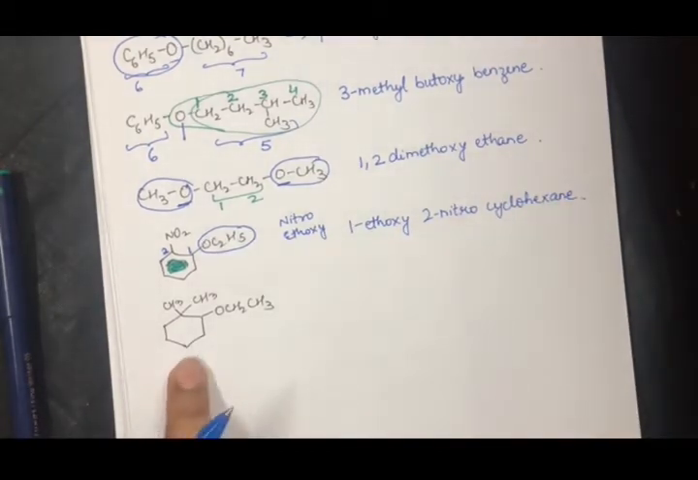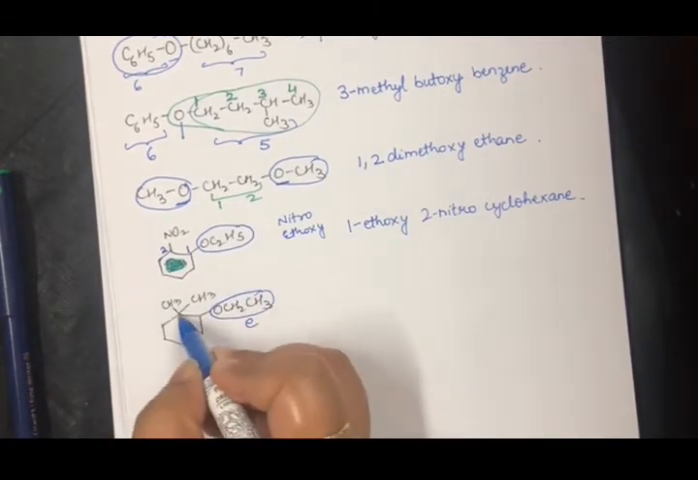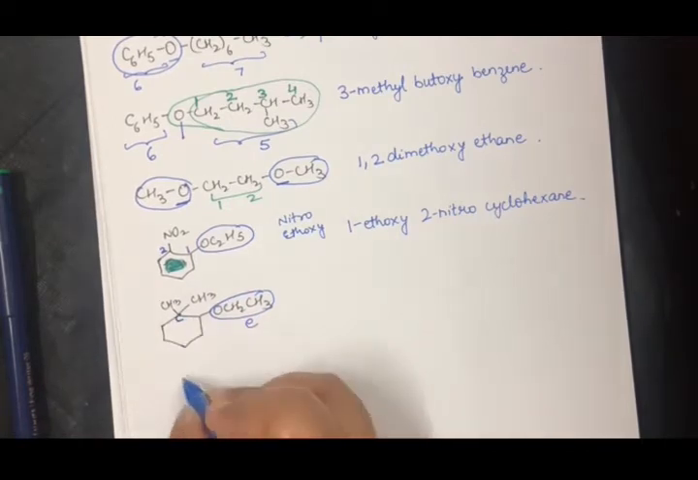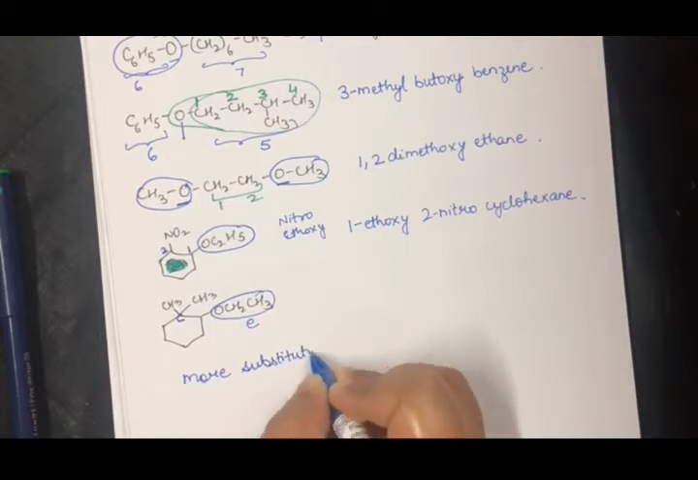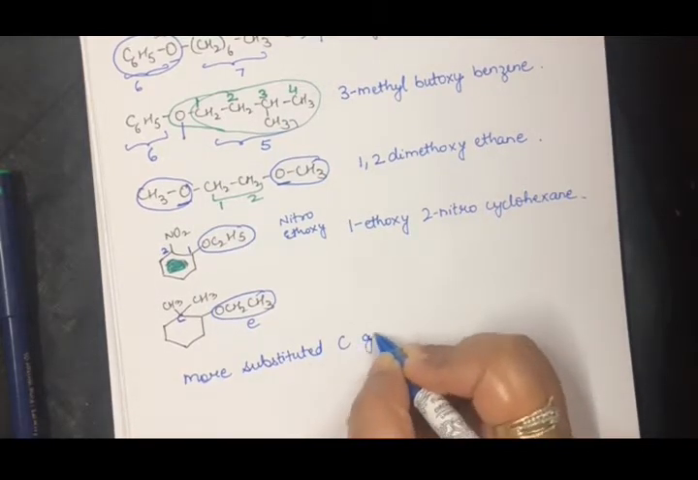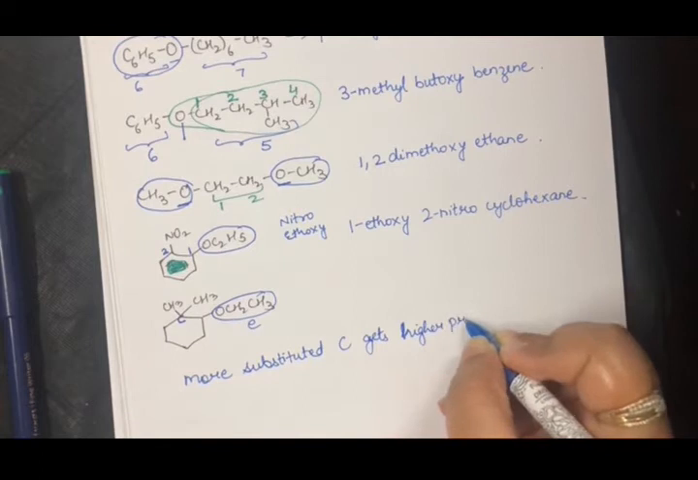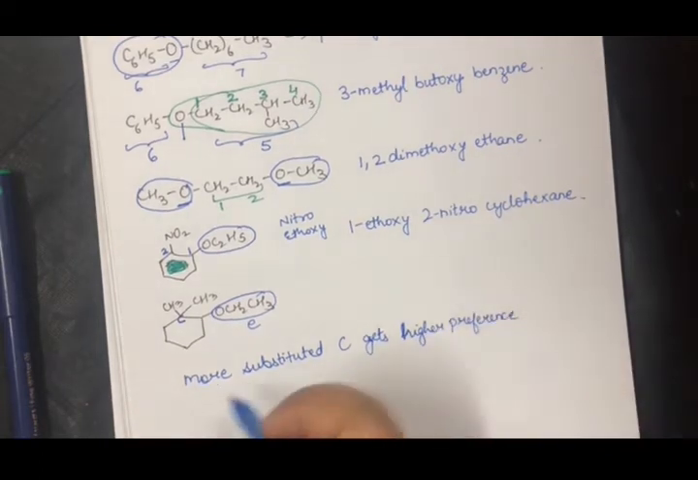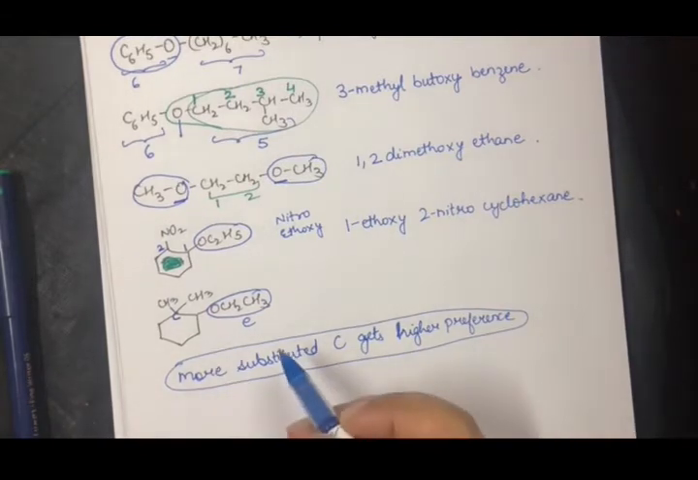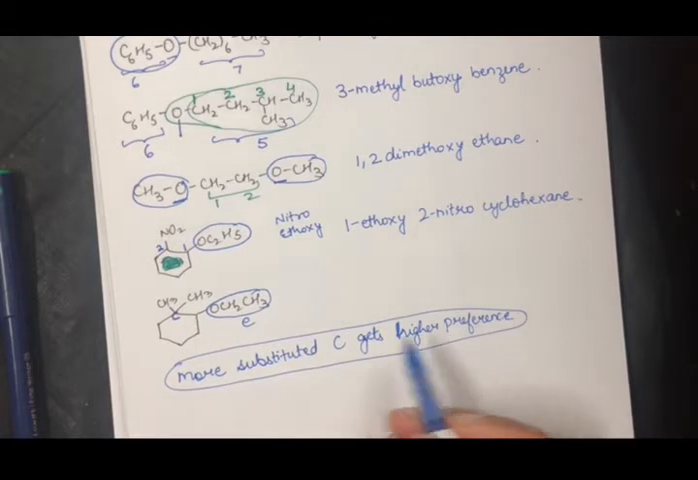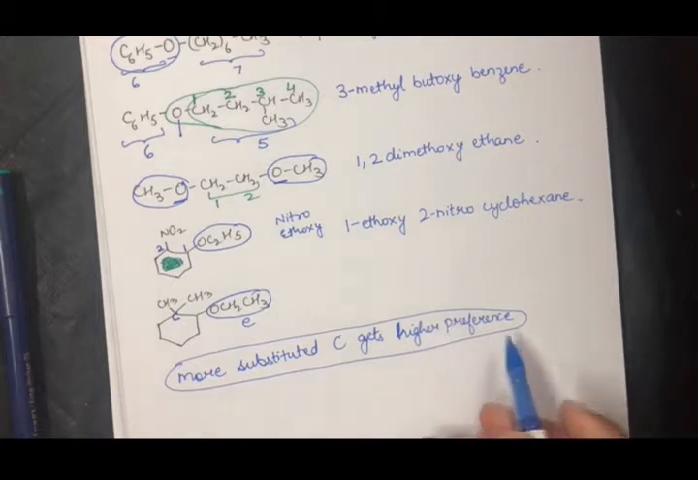Right? Now what about this? Here you have an ethoxy group. And on this carbon you have 2 methyl groups. So please remember the rule: the more substituted carbon gets higher preference. Whenever you are dealing with a ring and you are confused about where to start the numbering, you don't have to go alphabetically. In this case, the more substituted carbon always gets the higher preference.